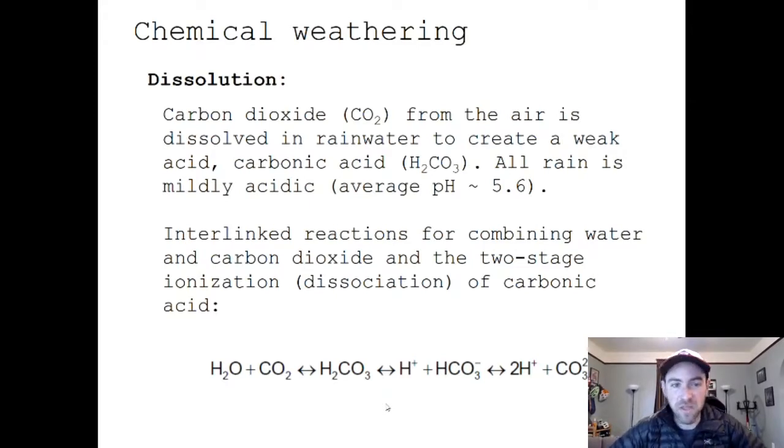All rain, because of this, is mildly acidic, a pH of about 5.6. Remember that a neutral pH is about 7. And that's because there's CO2 in the atmosphere. That CO2 is dissolving in the water, in the rainwater, and becoming carbonic acid, right?